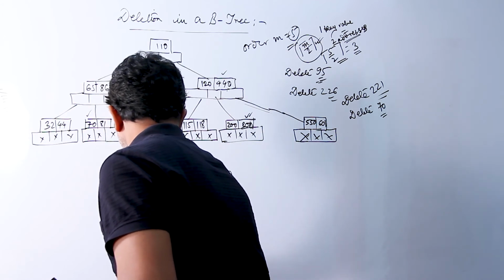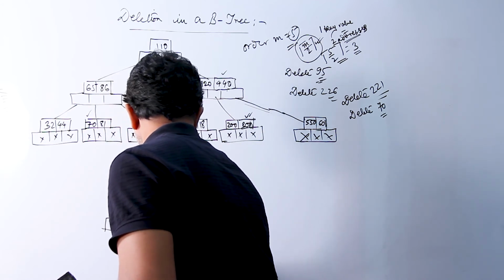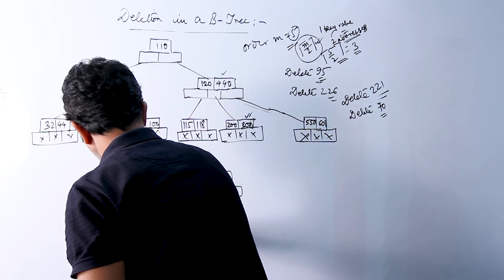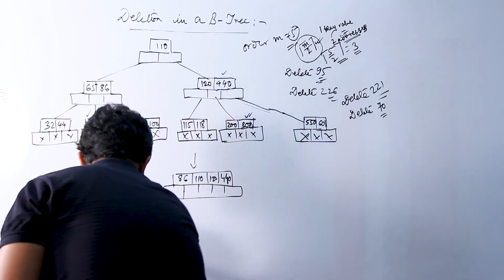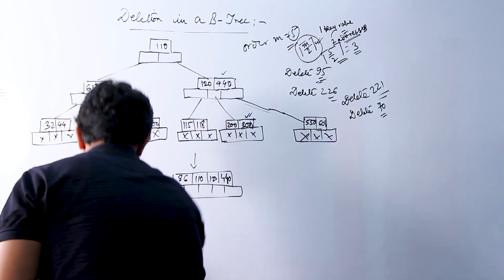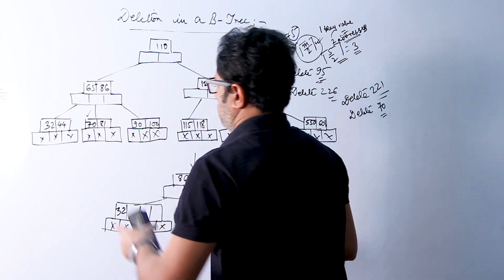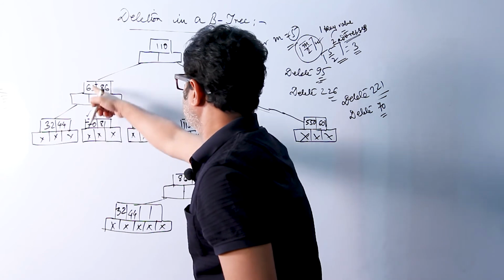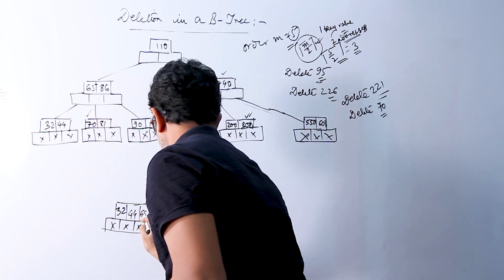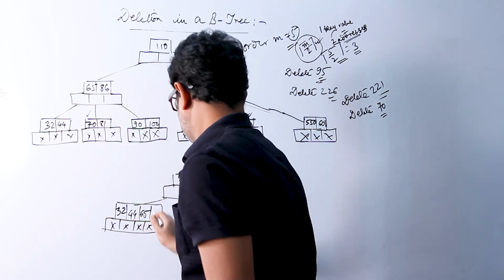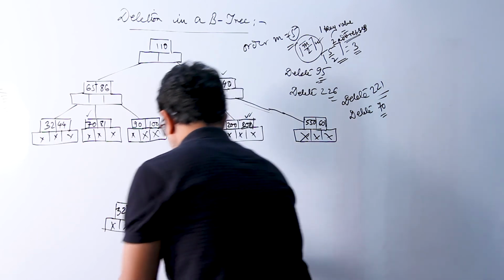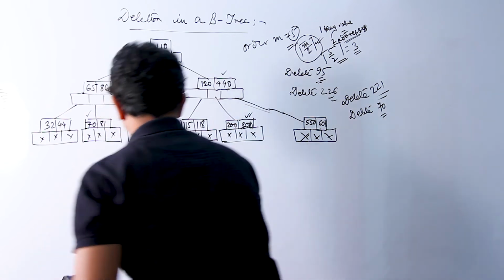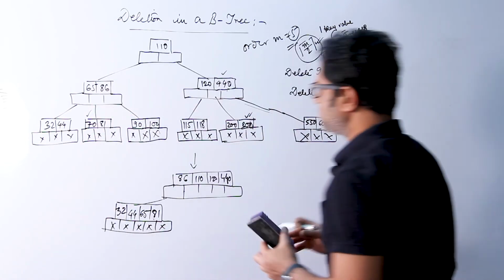So now let me just write the values. This is 32, this is 44, this is 65, and this is 81, and 70 gets deleted by this process.